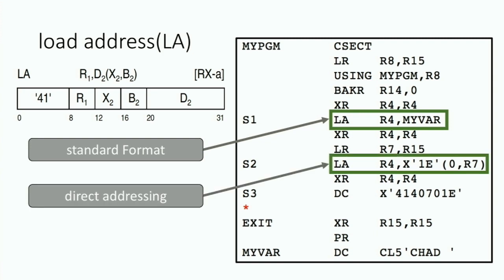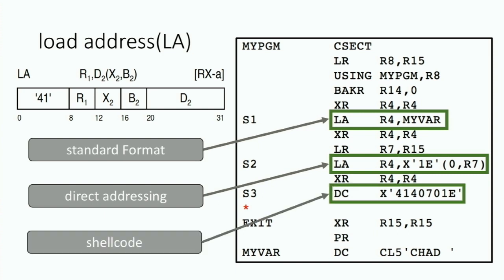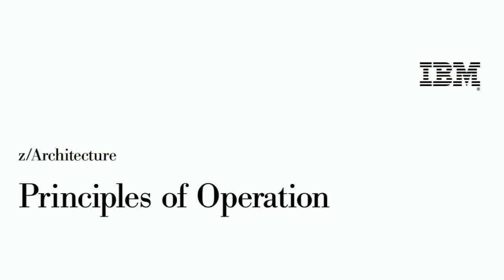You can do it directly and say, I want to load address into R4 from register 7. We don't know where register 7 points here, but we know that 1E hex bytes from register 7 is where the address is going to get loaded into register 4. And we can do it as shellcode, and this will execute just fine as well, where we code it in the same format that you see on the left-hand side. When we talk about shellcode in a minute, that's what it will look like. That is basically just a declaration of a constant with a label S3, and the constant is 4 hex bytes, 4140701E. And there again is the manual if you want to read all about that.